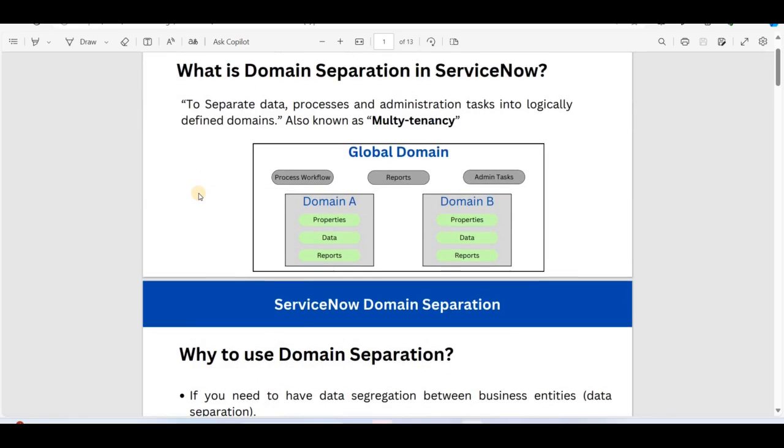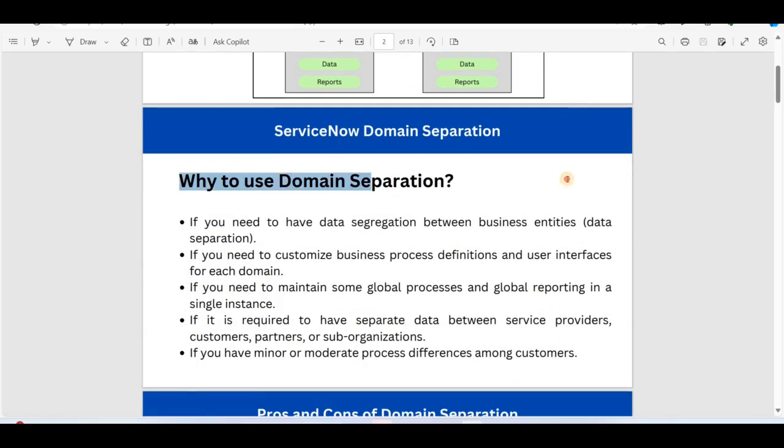Now let's move to the second slide. Here you see why to use domain separation. Again, we already discussed, but these are the bullet points. The first point is, if you need to have data segregation between different business entities. This is the most important driving reason, because we want to separate the data between different business entities.